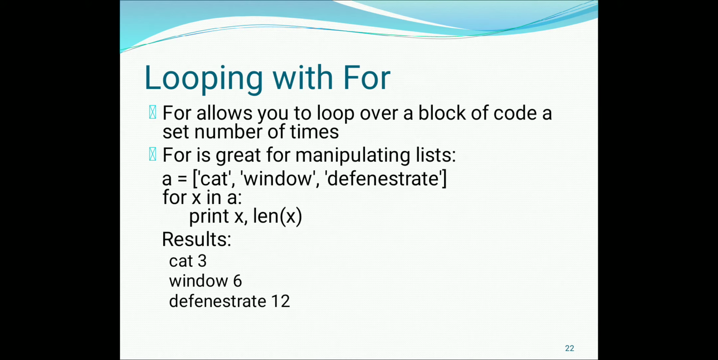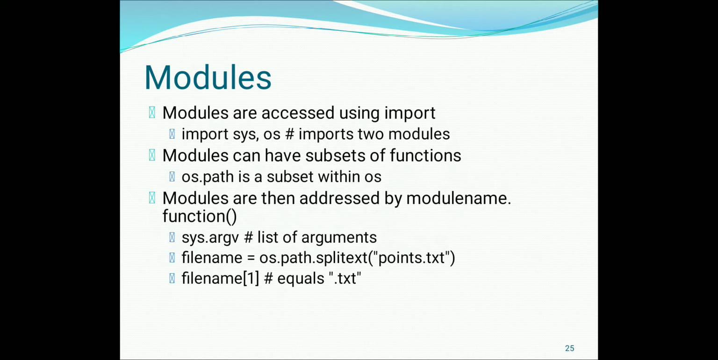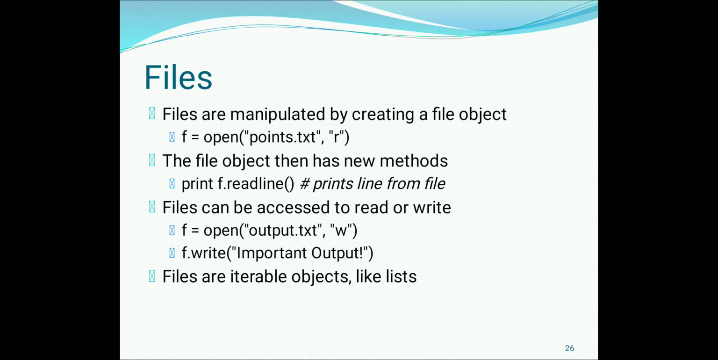Now looping with for. Now we understand the for loop. For allows you to loop over a block of code a set number of times. For is great for manipulating lists. Now modules. Modules are additional pieces of code that further extend Python's functionality. A module typically has a specific function. Python comes with many useful modules. Files. Files are manipulated by creating a file object: f equals open points.txt, r.